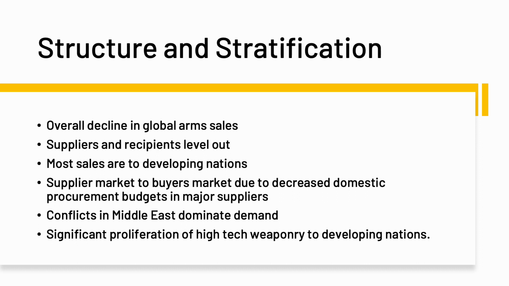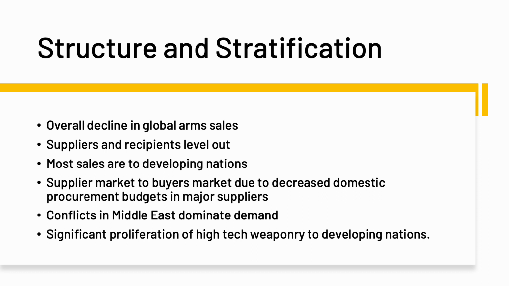The structure and stratification during this particular era is interesting as well. So there is an overall decline in global arms sales, and this is especially after the fall of the Soviet Union. And the reason for that is because there's a decline in the proxy conflicts. The world is seen as an overall just more peaceful place now that you don't necessarily have these two superpowers going at it, and the prevalence of interstate conflict decreases. Intrastate does increase, but interstate does decrease, which means that there's not necessarily as much of a demand for arms out there.